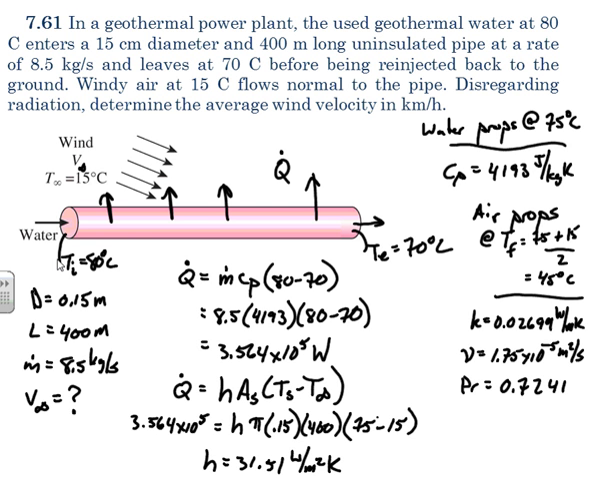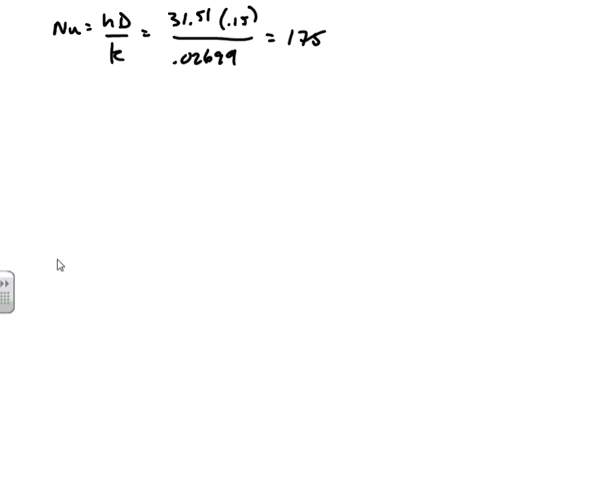All right, so now I know H. I can determine the Nusselt number, because the Nusselt number is just equal to H times D divided by K. So H was 31.51, D 0.15, K 0.02699, and this gives me 175.1. That's my Nusselt number.